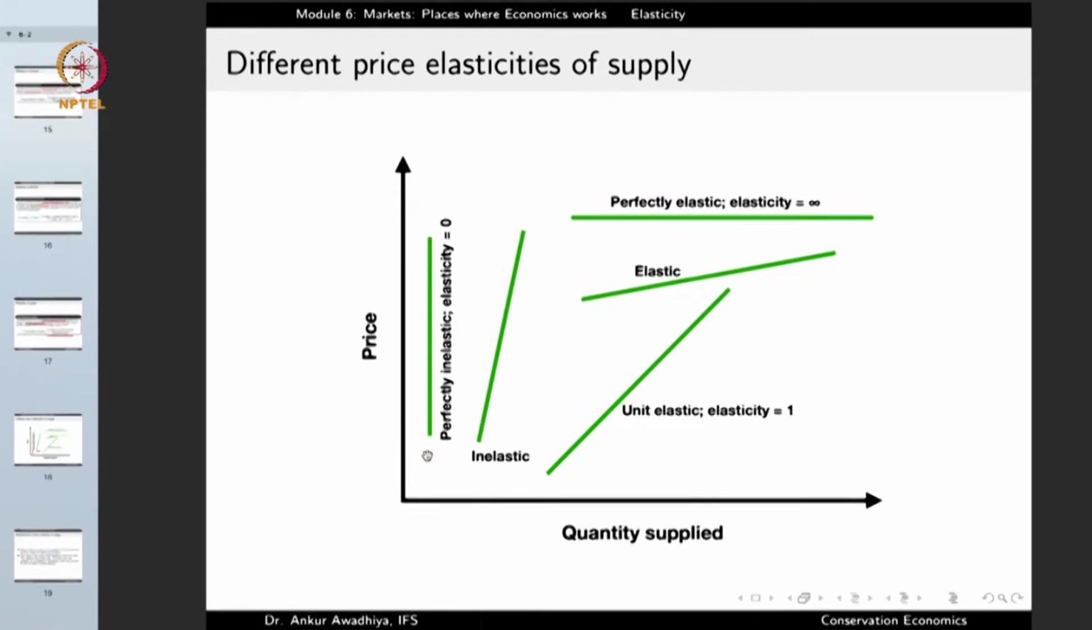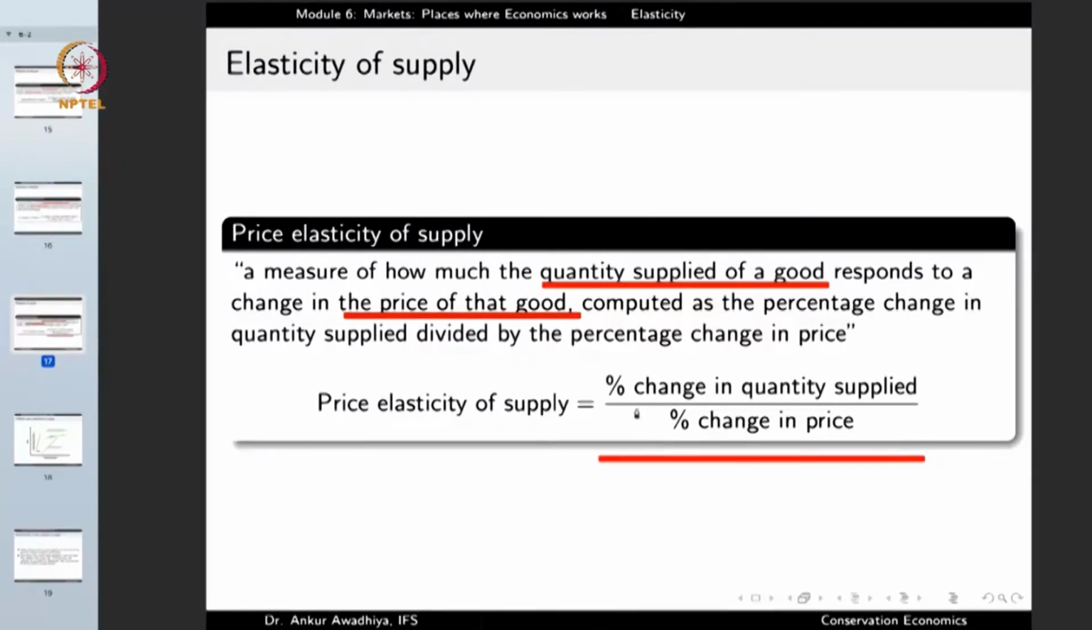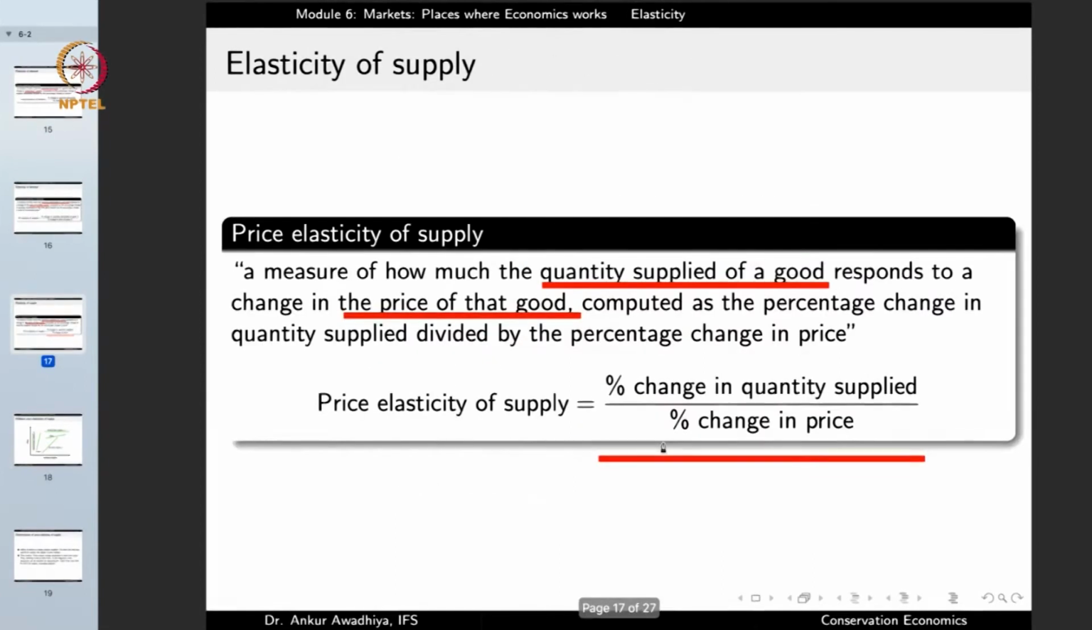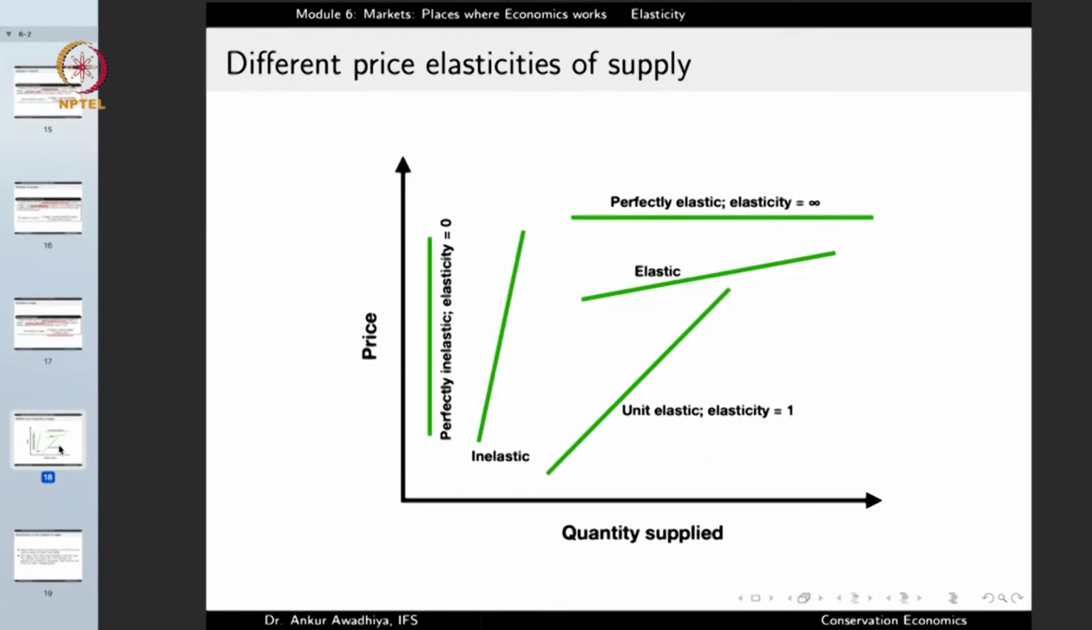because even though we have a big difference in price, so here the denominator is a big term, there is virtually no change in the quantity that is supplied, that is, the numerator is zero. So this is an example of a perfectly inelastic supply.